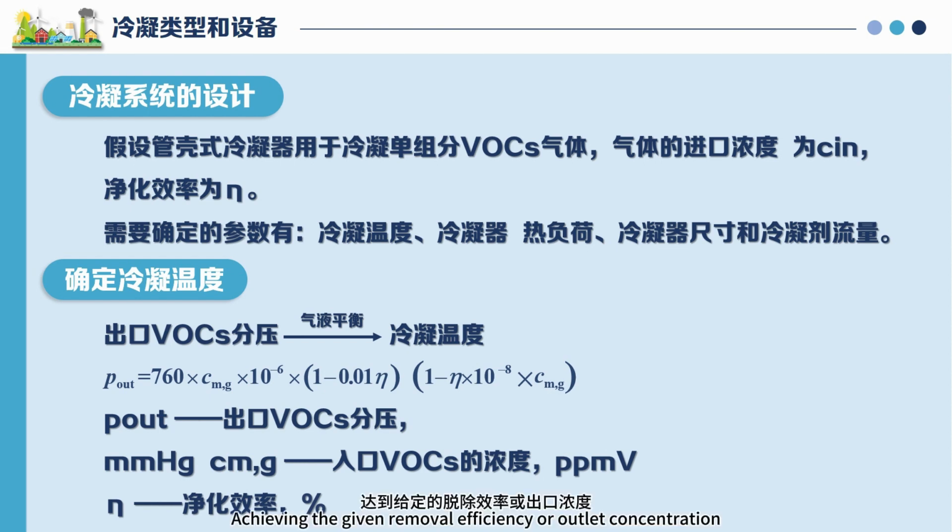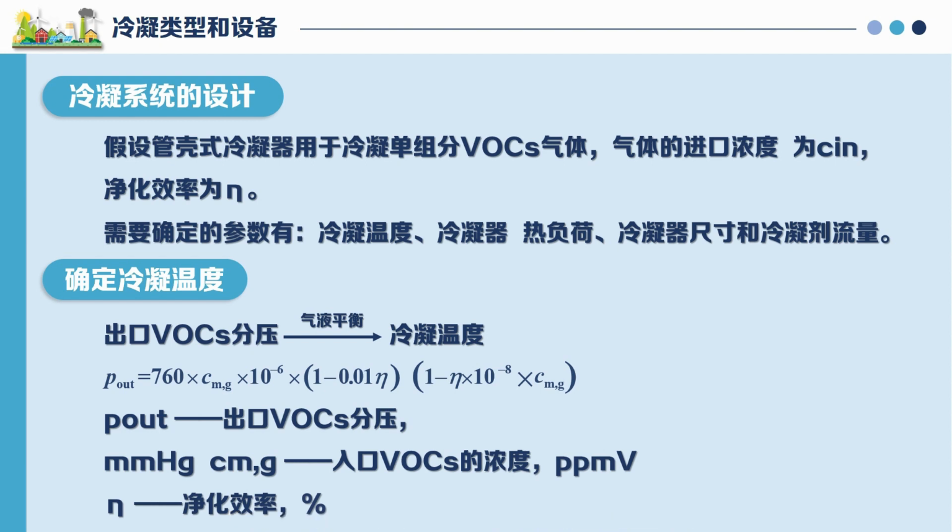To achieve the given removal efficiency or outlet concentration, the required temperature depends on the vapor pressure of VOX under gas-liquid equilibrium conditions. For a given VOX, as long as the removal efficiency is given, the temperature required for condensation can be determined based on its vapor pressure and temperature. Coolant can be chosen according to the required cooling temperature.